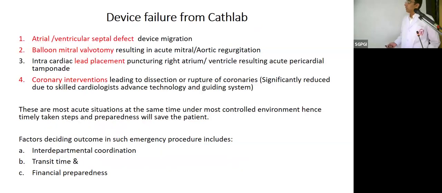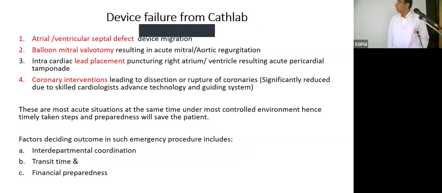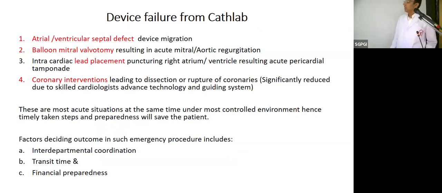So cath lab device failure can be further divided into percutaneous device failure for ASD, VSD, and PDA. Then aortic regurgitation and mitral regurgitation resulting from balloon valvotomies that are being done for AS and MS. Then emergencies resulting from pacemaker lead placements that cause injury to the vital structures in the heart. Then coronary interventions leading to the dissection and rupture of coronaries.